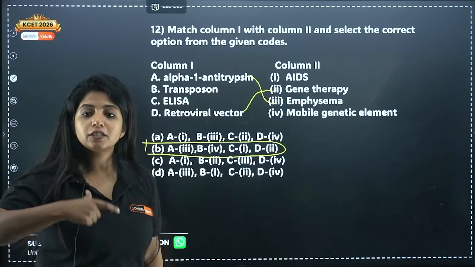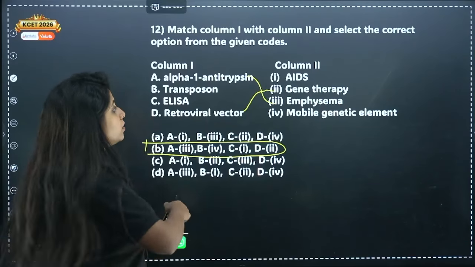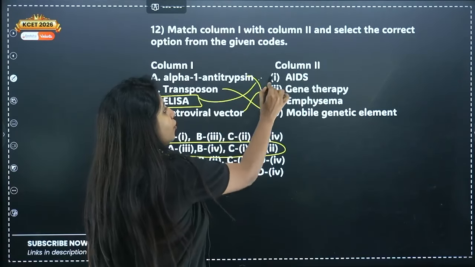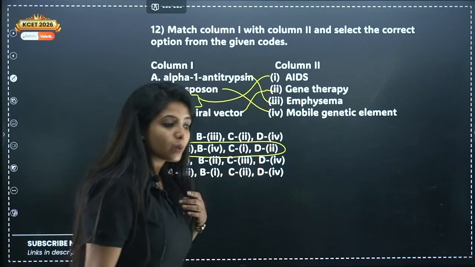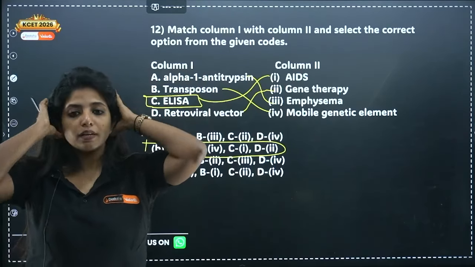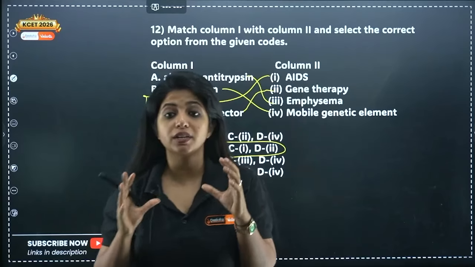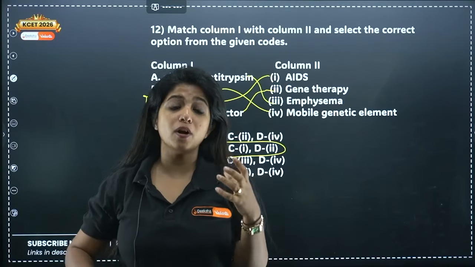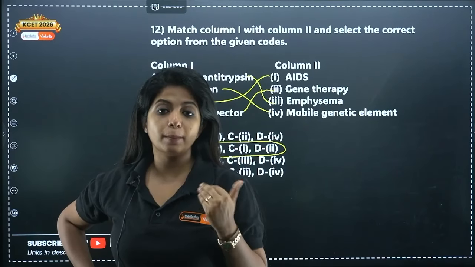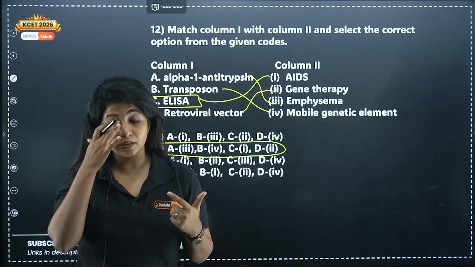Transposons are mobile genetic elements. That means they can move from one area to another. They are segments of DNA that can move from one area to another, causing mutations. ELISA, enzyme-linked immunosorbent assay, is a detection method for AIDS. Now I remember one very important thing. If the question asks you to find small traces of DNA, small traces of pathogens, where the pathogen is there but in very small amounts, what method do you use to amplify it? PCR. PCR is used for amplification so that you can easily find it.